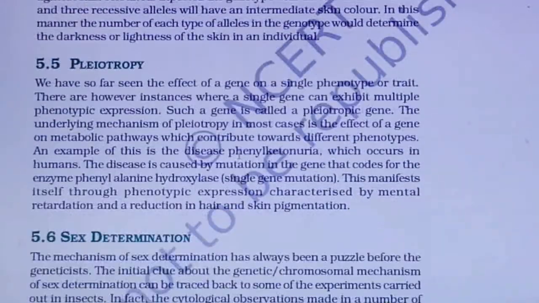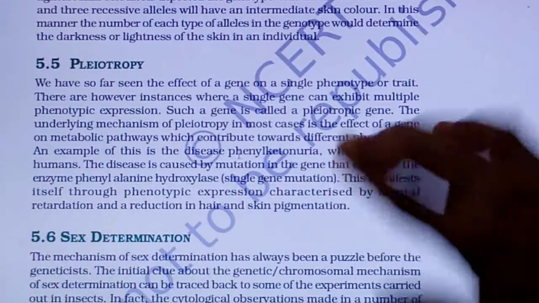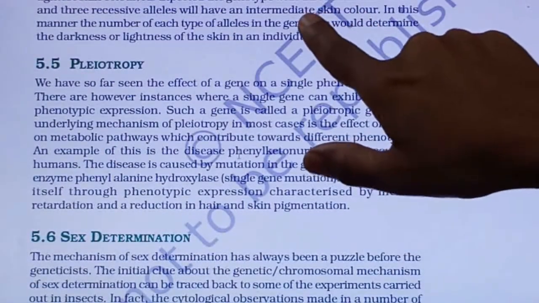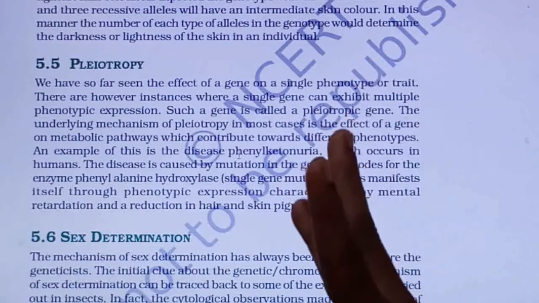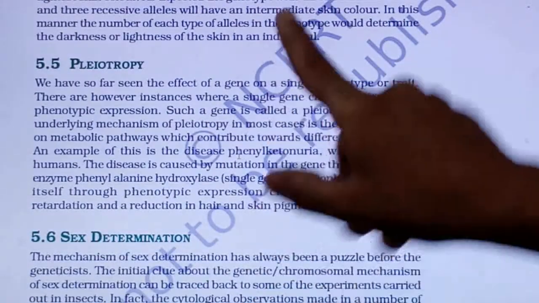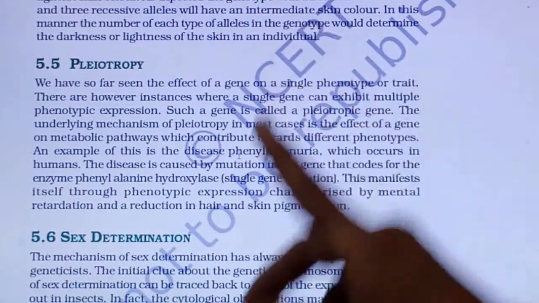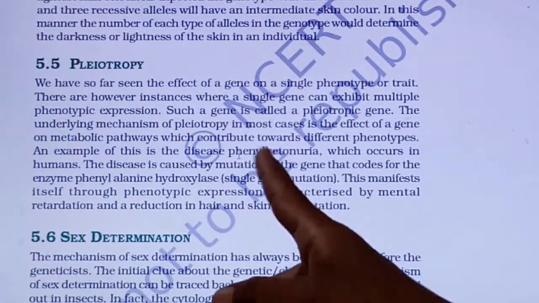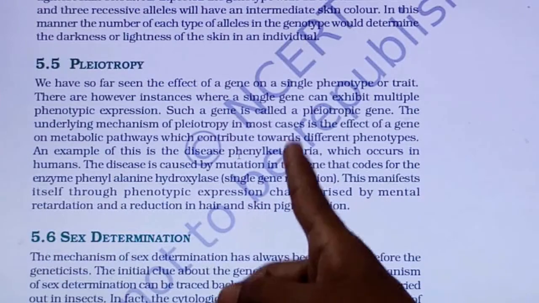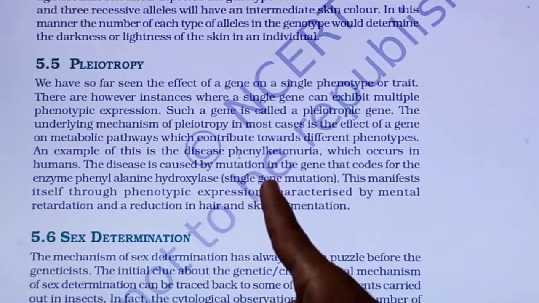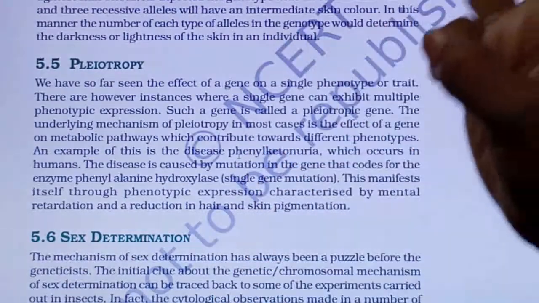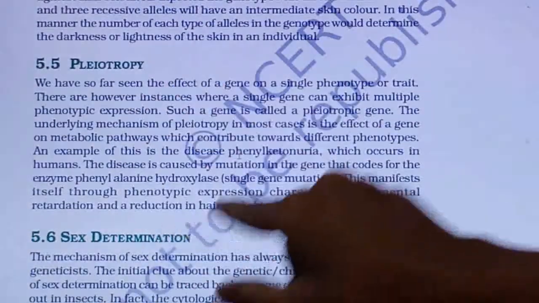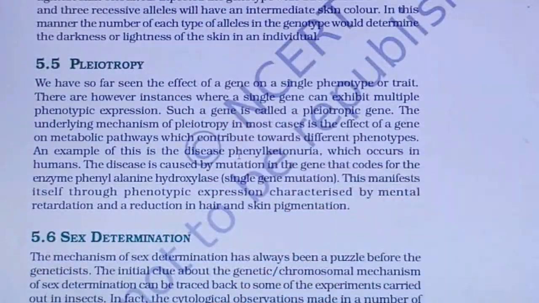Next point is pleiotropy. Polygenic inheritance will be asked for 2 or 3 marks, right? So prepare this polygenic inheritance. And then pleiotropy. What is meant by pleiotropy? An example is the phenylketonuria disease. In that we can see pleiotropy. So this will be asked for 2 or 3 marks. Prepare this point again very properly, right?